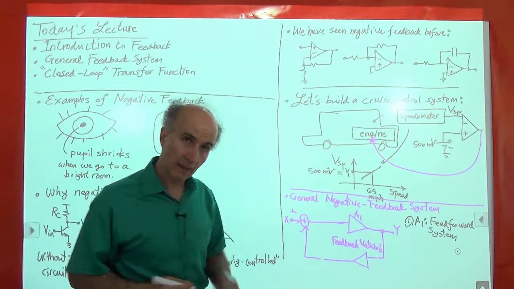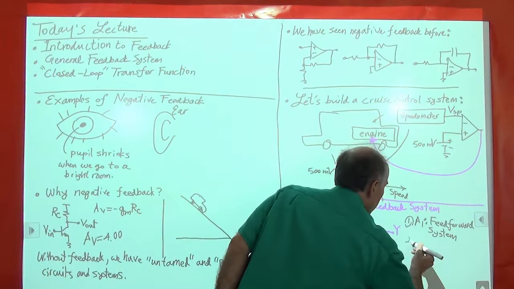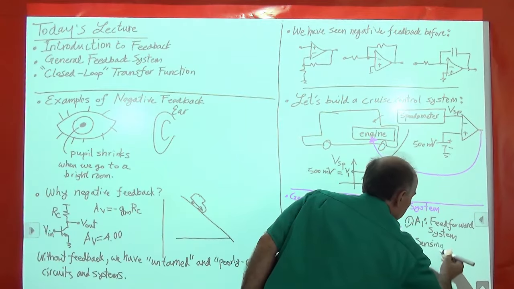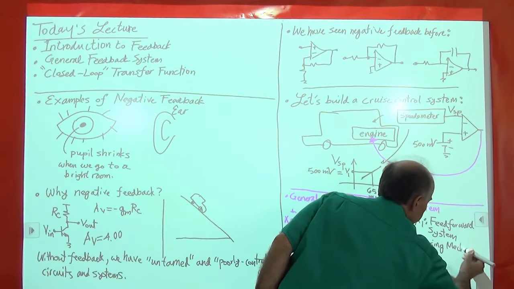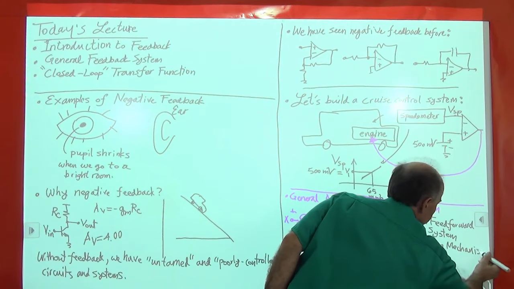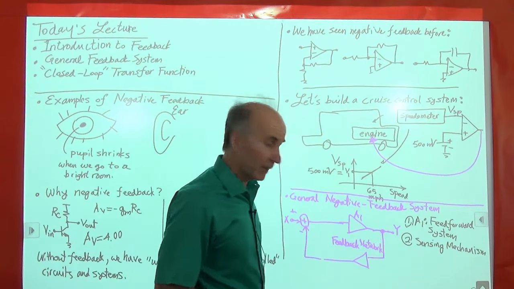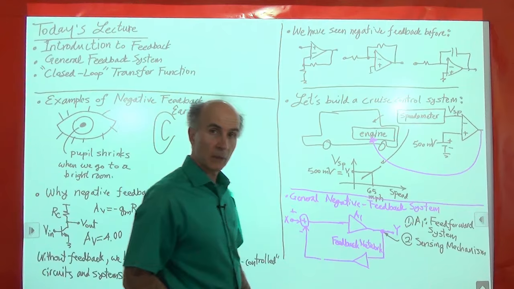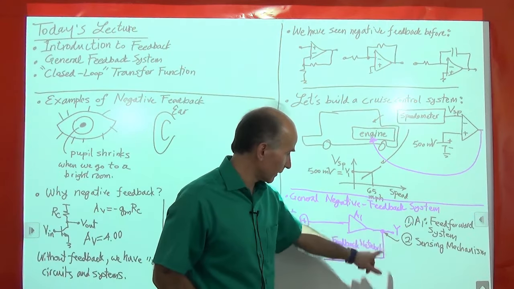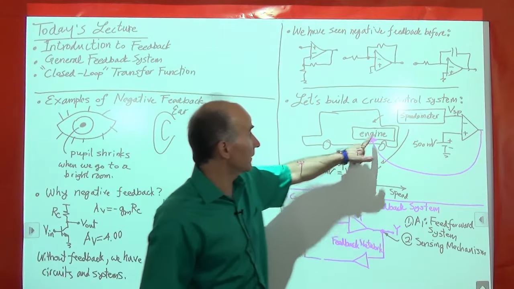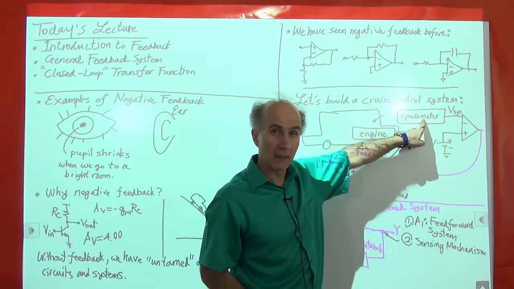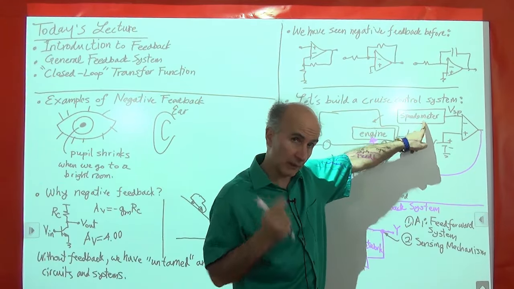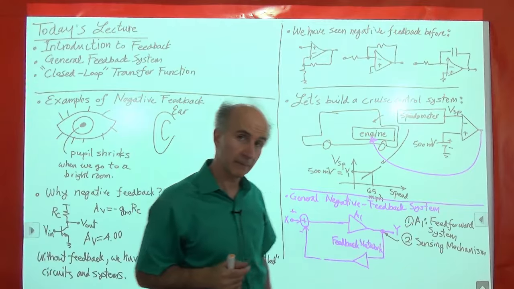Okay, the second component we need is a sensing mechanism for the output right here. Right now we don't see any sensing mechanism. It looks like a wire, but here the sensing mechanism was the speedometer, right? The speedometer was measuring the speed. The speed was the quantity that we were trying to regulate. So we need a sensing mechanism.